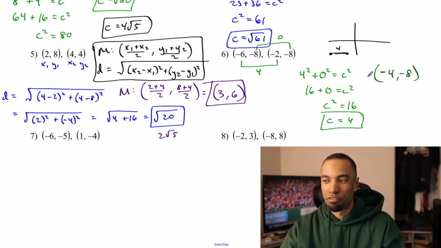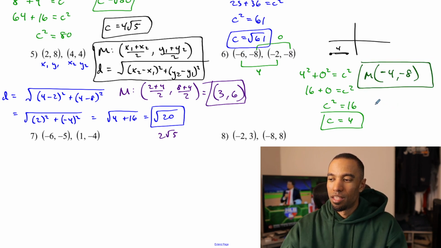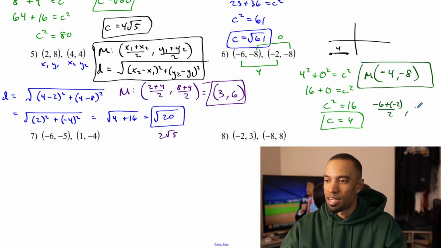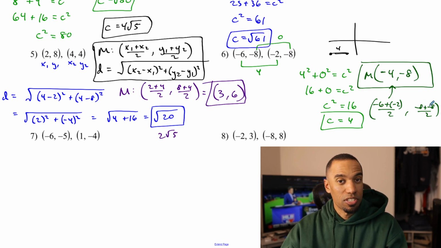So I'm going to give you the answer first. Now let's average those numbers. Negative 6 plus negative 2, and negative 8 plus negative 8, over 2. Negative 6 plus negative 2 is negative 8. Negative 8 divided by 2 is negative 4. Negative 8 plus negative 8 is negative 16. Negative 16 divided by 2 is negative 8.